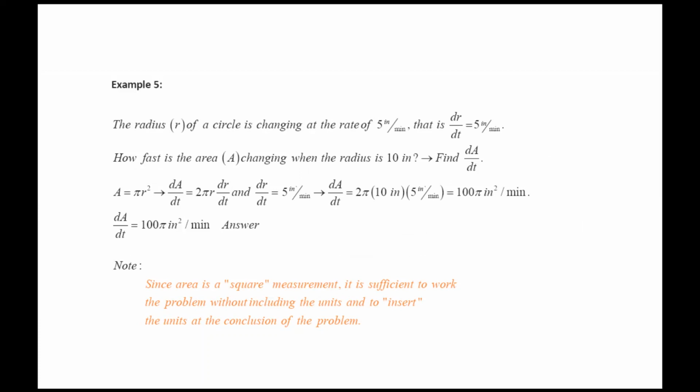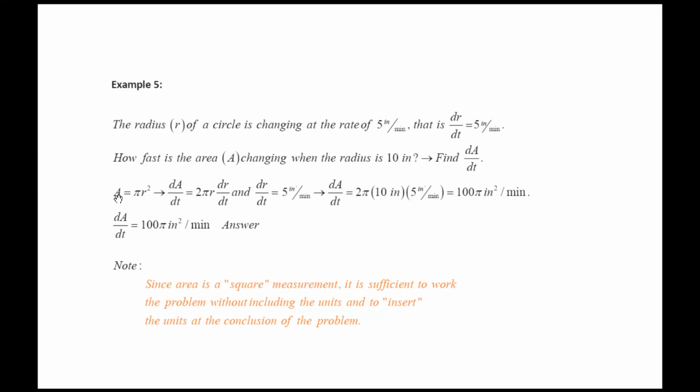It says the radius r of a circle is changing at the rate of 5 inches per minute. That is, dr/dt is 5 inches per minute. How fast is the area changing when the radius is 10 inches? In other words, we want to find dA/dt, area per change in time. So we're lucky enough that we hopefully know an expression for a circle that involves area and radius. That's area is pi r squared.